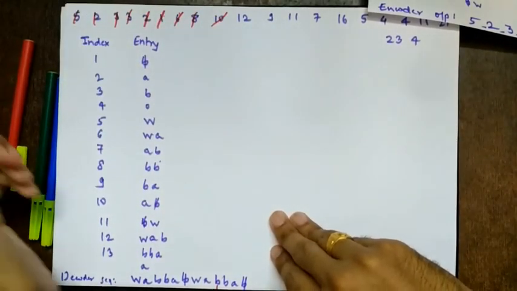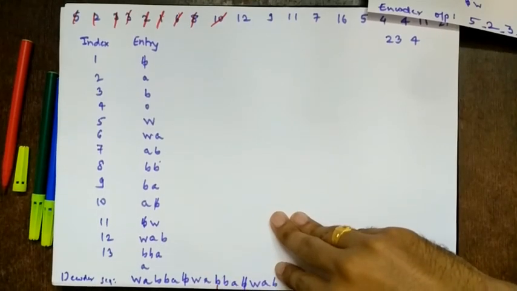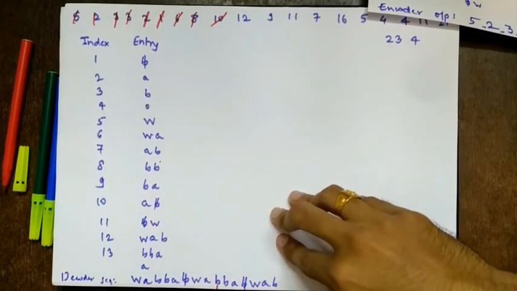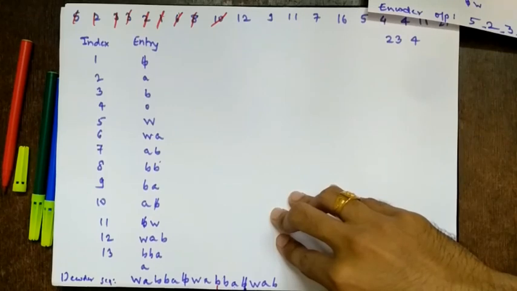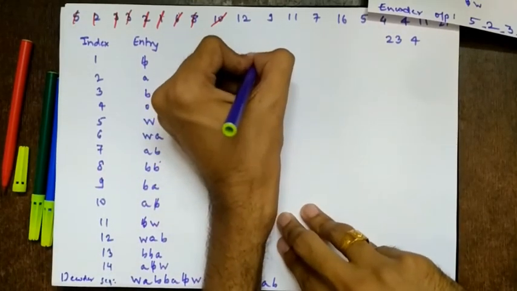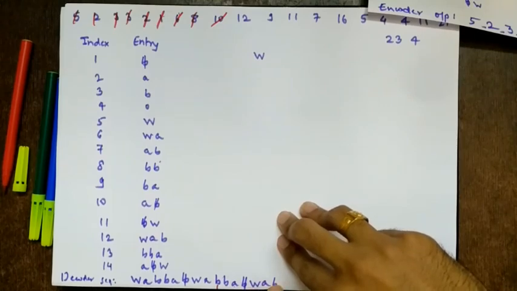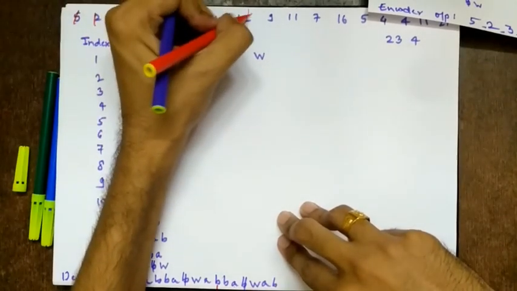So we'll take the 12th entry. 12th is WAB. So WAB. Right? So A, which A is it? This A. So A B bar is there. So A B bar W is the 14th entry. Right? So next should be W. I am writing here now. So A B bar W. Right? So WA is there. WAB is also there. So we will not worry about it. Now we are done with 12.